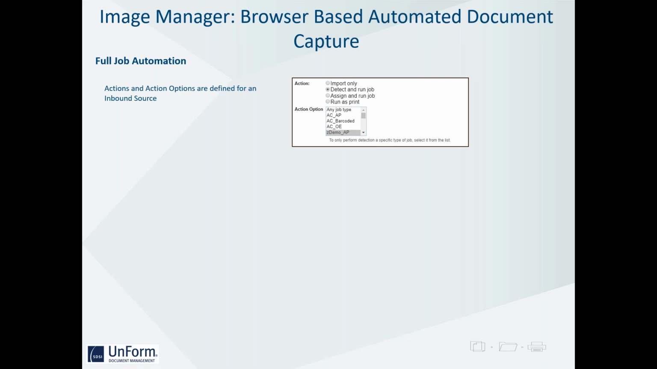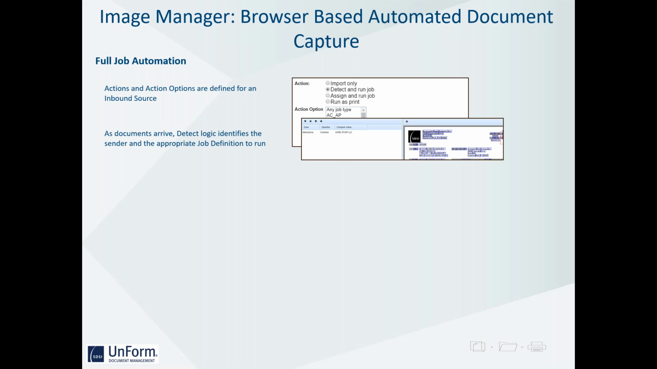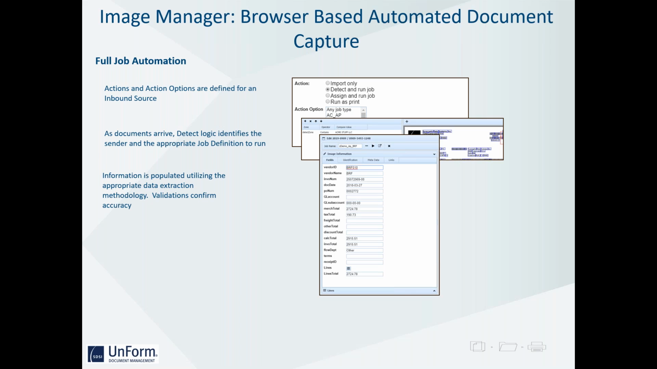The full job automation begins as documents come into the image manager. They can be either in monitored directories or a monitored email address, and then based on what the inbound source is, you define different actions. When that document comes in, what is it and what do I need to do with it? As they arrive, we detect who sent that document. Based on that detection logic, we know what we need to do with that document to get the data off of it that we need to either index it or create a transaction from it. The information that we use for indexing can be populated a variety of ways.